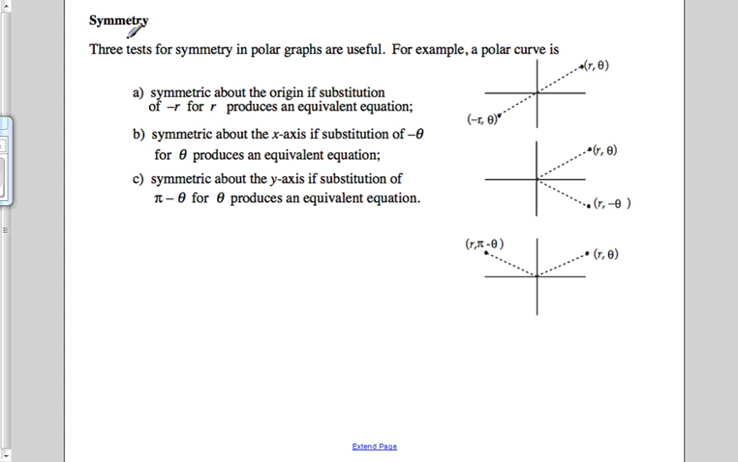Before we do though, tests for symmetry, and these are important things for us to kind of consider, and we need to think about sine and cosine in this. Something is symmetric about the origin if the following is true. If negative r comma theta equals r comma theta. So in other words, if you put in r or negative r, you get the same value back.